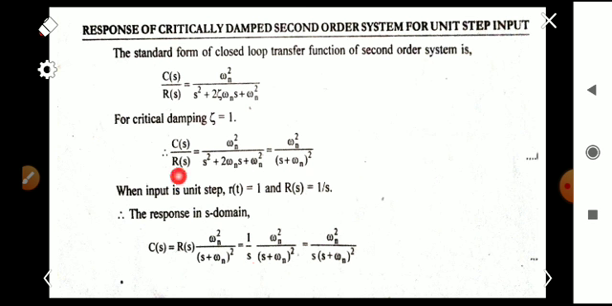We just multiply with R(s), substituting 1/s for R(s). So C(s) becomes omega_n^2 / (s (s + omega_n)^2). Now we have to find the Laplace inverse of this entire function.